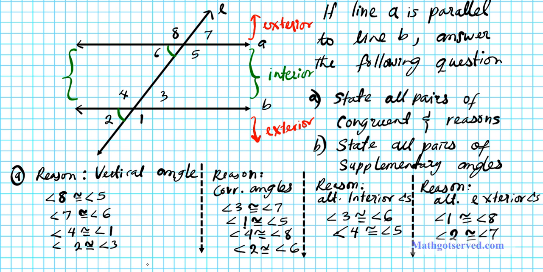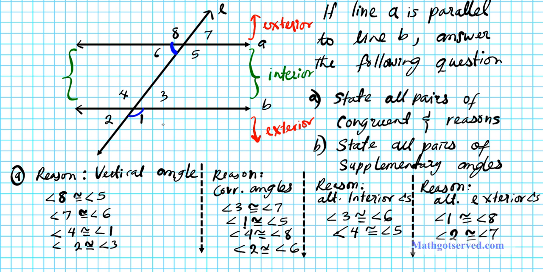Now let's switch gears and look at angle 1 and angle 6. Do they look congruent? The answer is no. Since they're not congruent, what are they going to be? They're going to be supplementary. Why is that? Angle 1 is congruent to angle 5, and angles 6 and 5 form a linear pair. Hence, angle 1 plus angle 6 add up to 180 degrees.